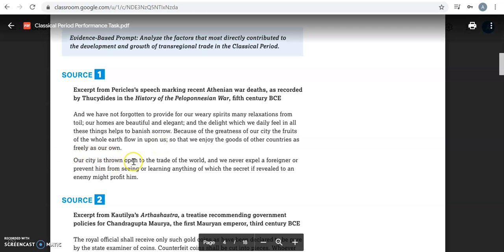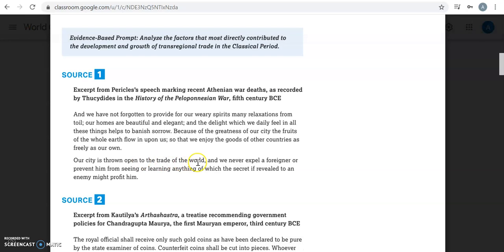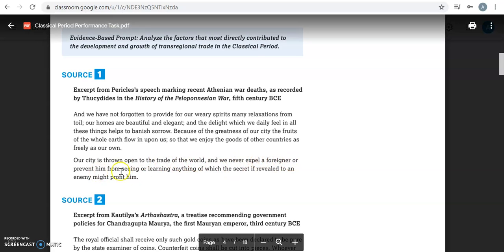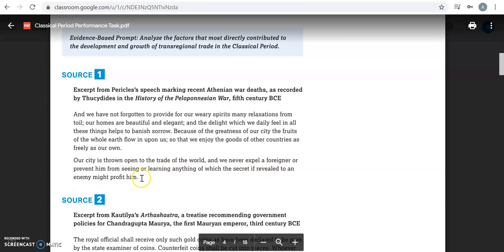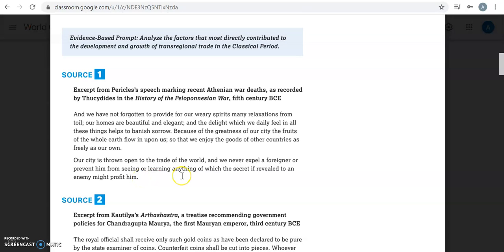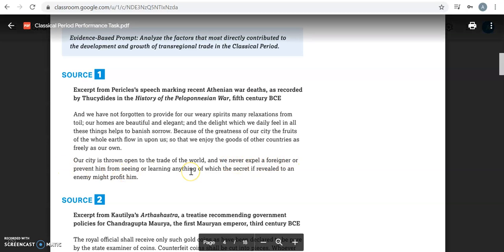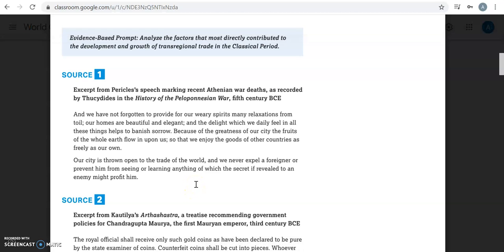Greece. So our city is thrown open to the trade of the world, and we never expel the foreigner or prevent him from seeing or learning anything of which the secret, if revealed to an enemy, might profit him. So they don't throw out foreigners. They have no problem with foreigners coming in to trade, or to be educated, to go to school, or learn a trade. They don't mind that either.